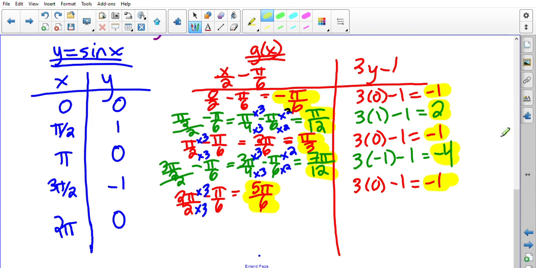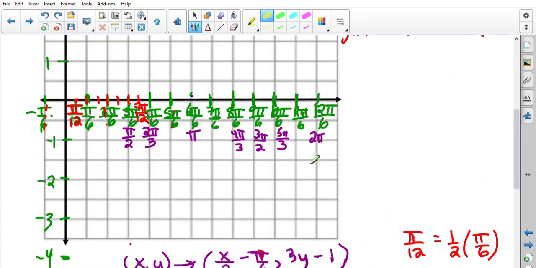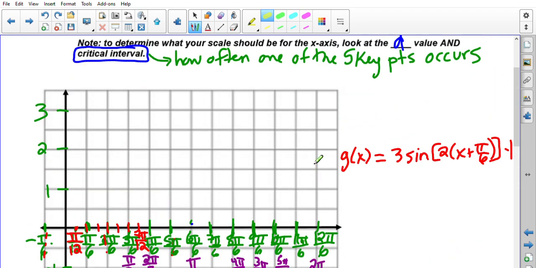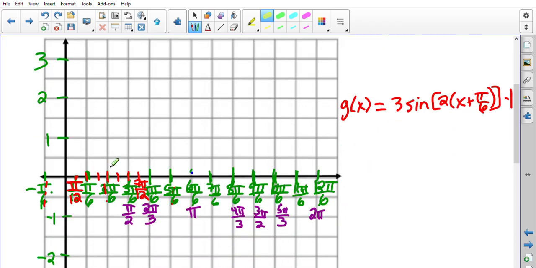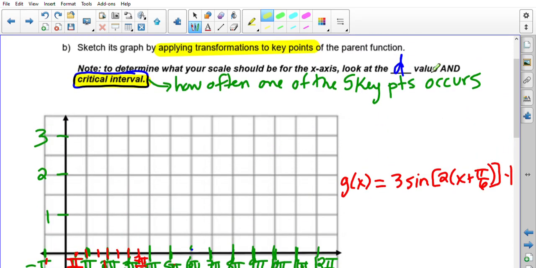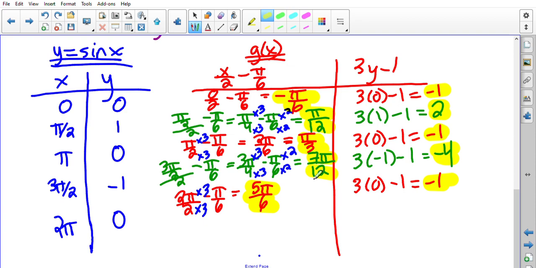All right, so we have to plot these 5 points now. The tricky part with something like this is looking at how we are going to graph this on the x-axis, meaning what interval should we go by? What should be our critical interval, or how much should I make my scale, should depend on things like the d value and the critical interval. So notice here, we want to make graphing as easy as possible for us. So I notice that I've got intervals of pi over 6. I reach pi over 3.